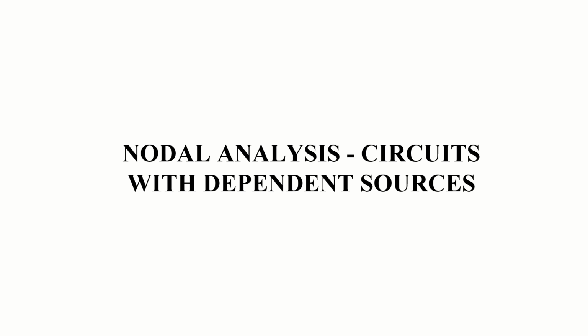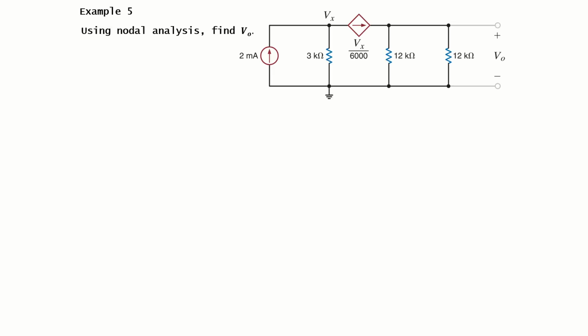Welcome back. We are solving circuits using nodal analysis techniques, and we are analyzing circuits with dependent sources. So this is our next example. Here we have a dependent current source again, but now this dependent current source is in the form of a voltage. It is dependent on the voltage value Vx, and this Vx value is the voltage at this node. The question here is: using nodal analysis, find the value of V naught.